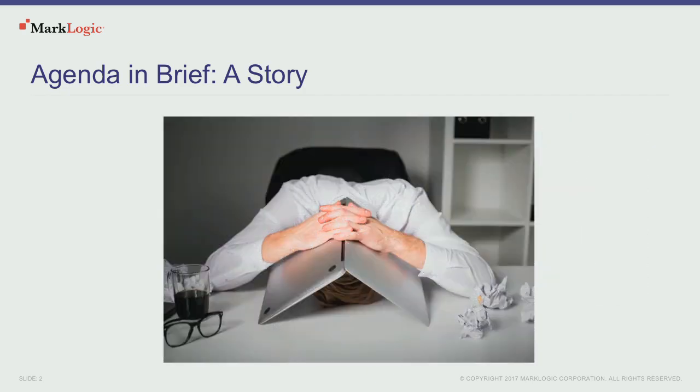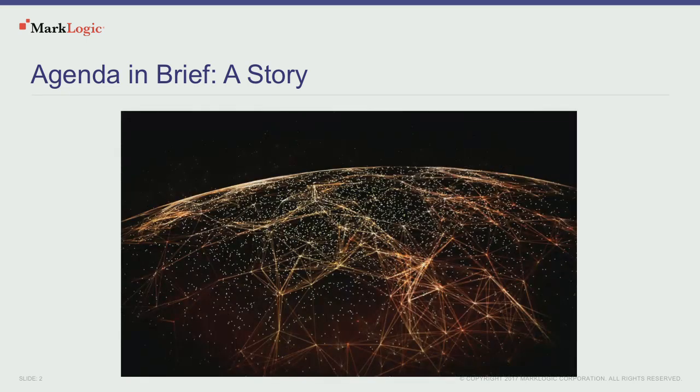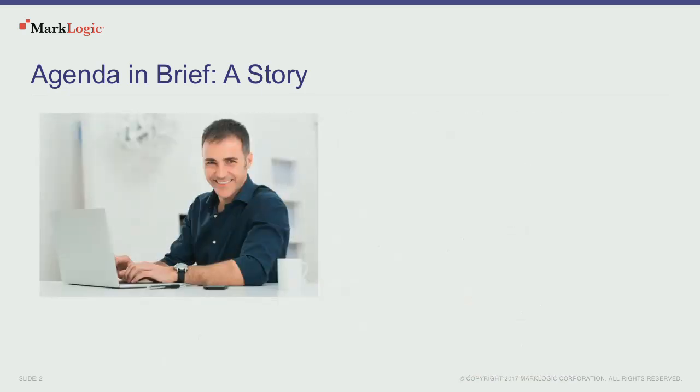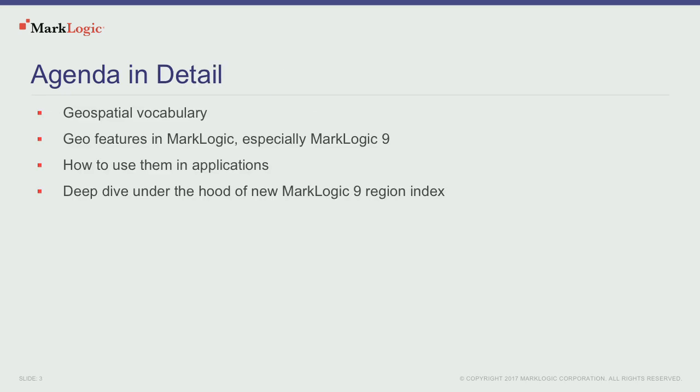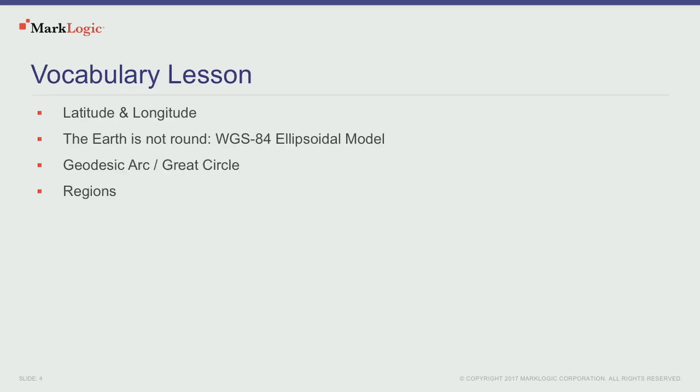So we want to skip all of that, and today what we're going to do is help you guys short-circuit that little scenario, and we want you to build applications that look like this while you are looking like this guy, and jump over that intervening step. So in a little bit more detail, we're going to go through a little vocabulary, so we're all talking about the same words, and the words all mean the same thing to us. We're going to go through the geospatial features in MarkLogic 9. We're going to have a special focus on some of the new things in MarkLogic 9. We're going to talk about how to build applications with them, and we are going to deep dive under the hood into the implementation, actually, in the indexes of this stuff.